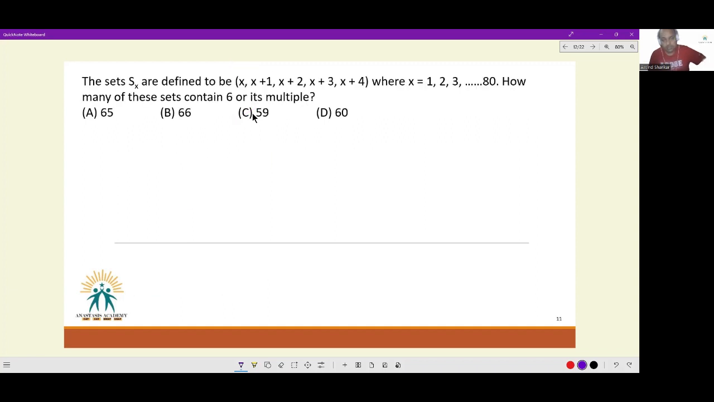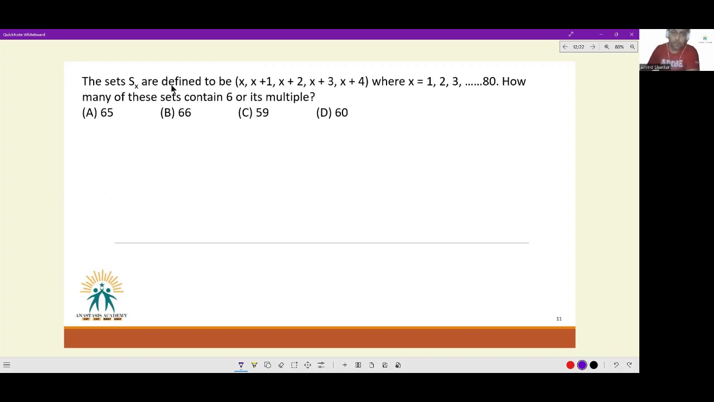Let Sx be defined to be x, x plus 1, x plus 2, x plus 3, x plus 4, where x can take any values from 1, 2, 3, all the way up until 8. How many of these sets contain 6 or its multiple? Okay, now the wonderful thing.